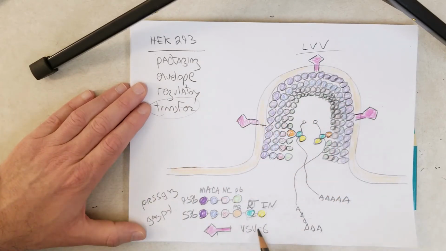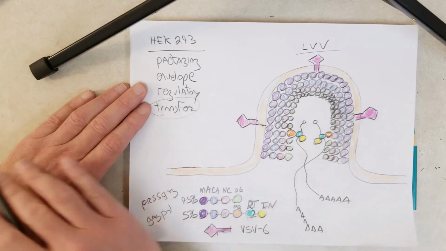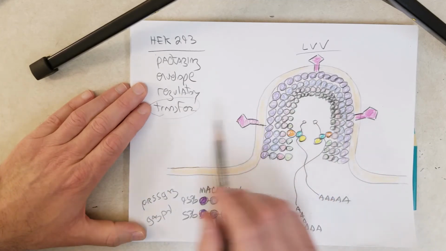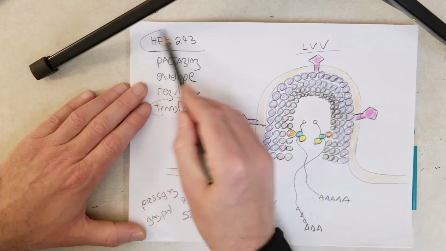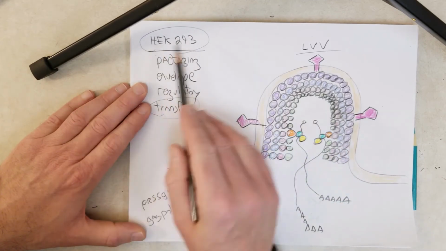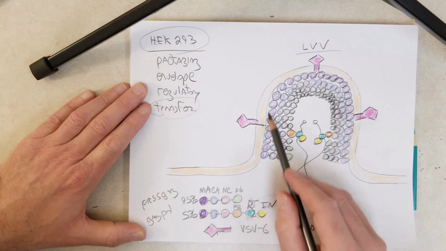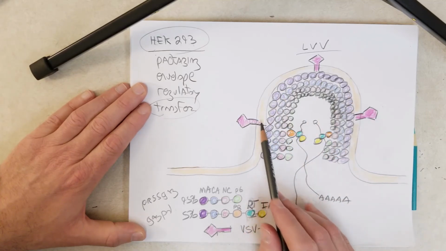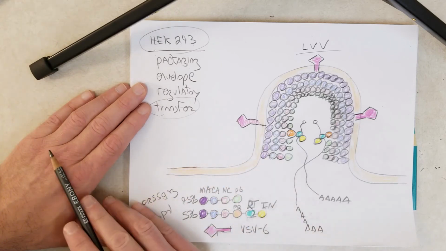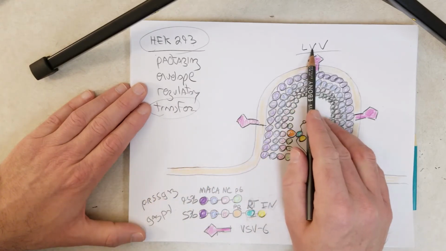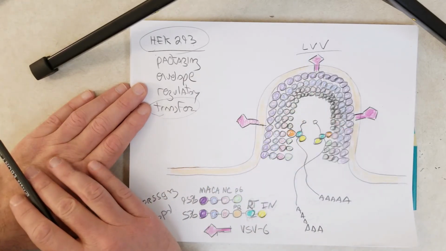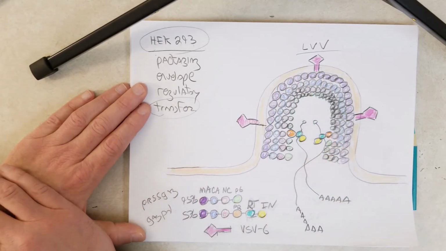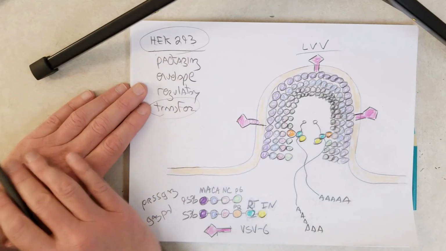And we have the VSVG envelope protein, which has been incorporated into the plasma membrane of the HEK293 cells, the packaging cells, and because of the budding process, we're going to end up with these VSVG proteins in the envelope of the lentiviral vector. So remember, the envelope is derived from the cell membrane of the packaging cell.